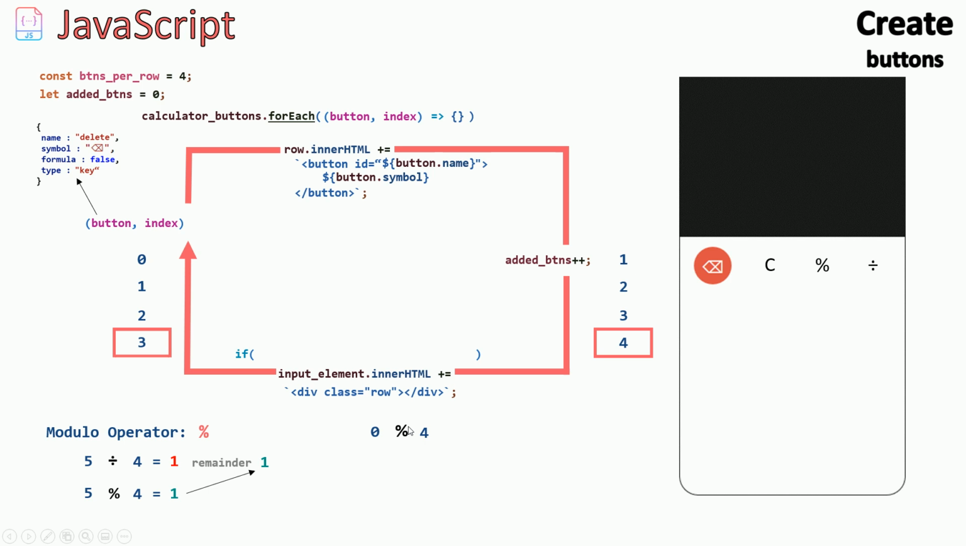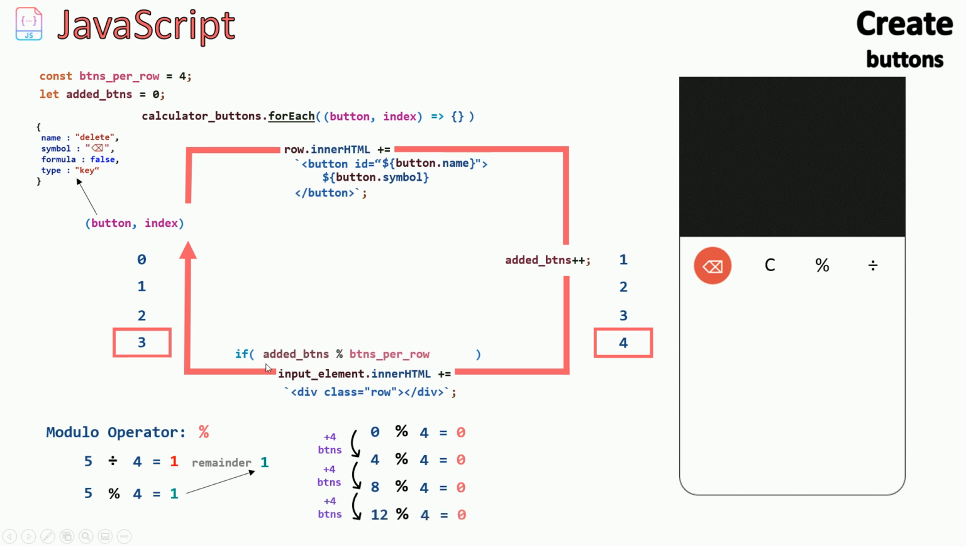So 0 modulo 4 is going to be equal to 0, and this is the case when we start the forEach method. Now after adding 4 buttons to the first row, the added buttons is going to be equal to 4. Again, 4 modulo 4 is going to be equal to 0. So 4 divided by 4 is going to be equal to 1. The remainder is going to be equal to 0. Then after adding another 4 buttons to the next row, it's going to be 8 modulo 4. 8 divided by 4 is going to be 2, the remainder is 0, and so on.